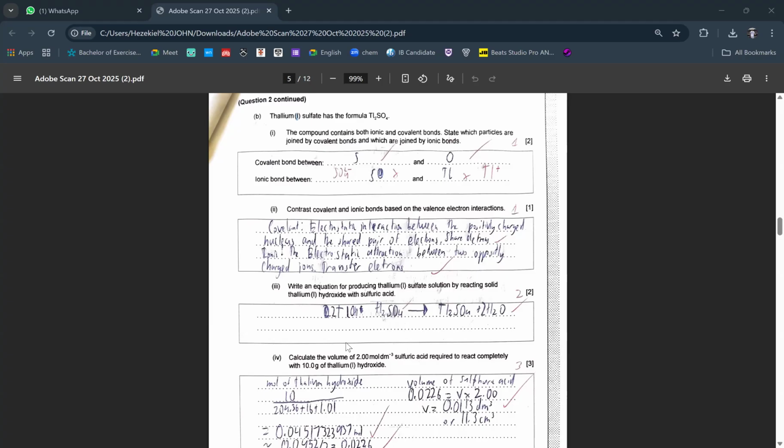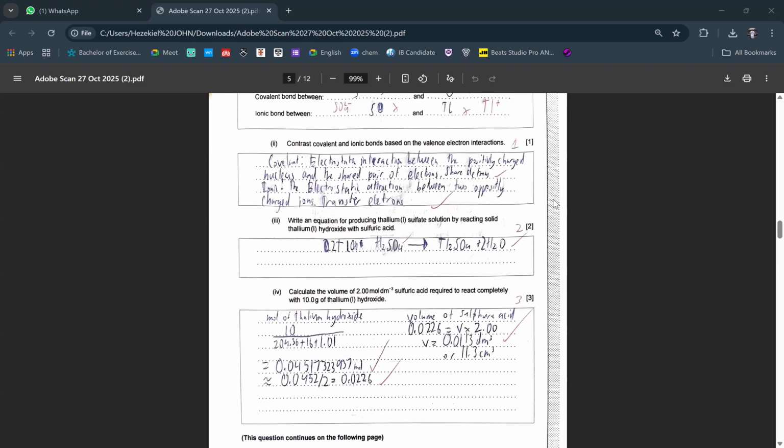Write an equation for producing thallium sulfate by reacting solid thallium hydroxide and sulfuric acid. So here is the acid-base reaction, right? We have to take thallium hydroxide and sulfuric acid. We are getting this reaction. Very good. Now calculate the volume of 2 mole per decimeter cubed sulfuric acid required to react completely with 10 grams of solid thallium hydroxide. So we have to attend this question in this way.